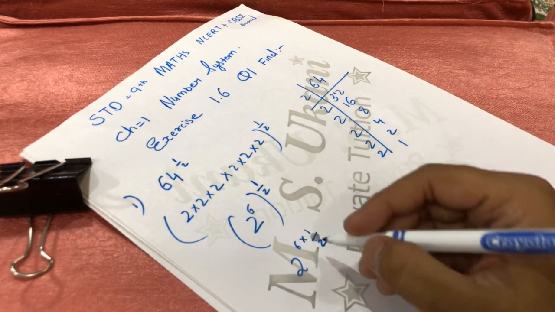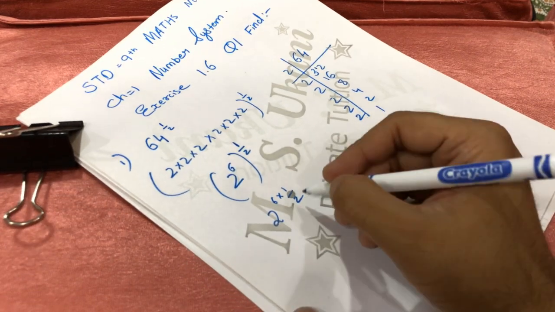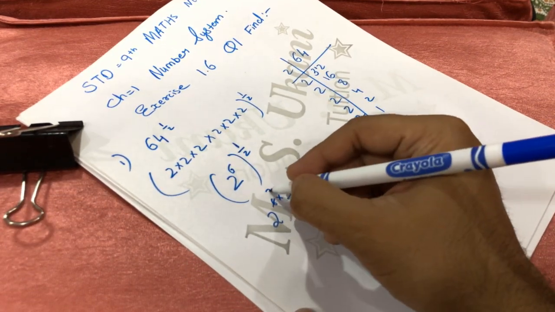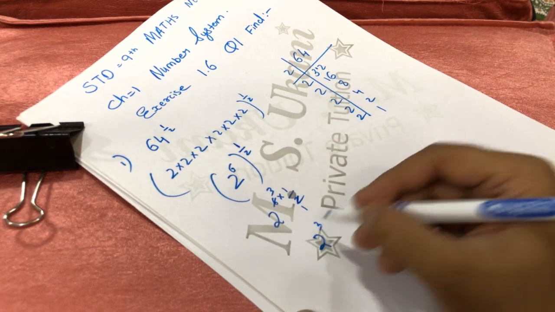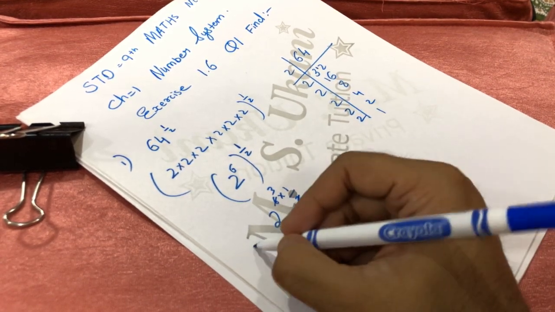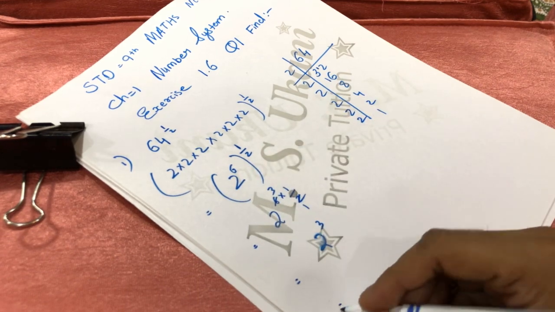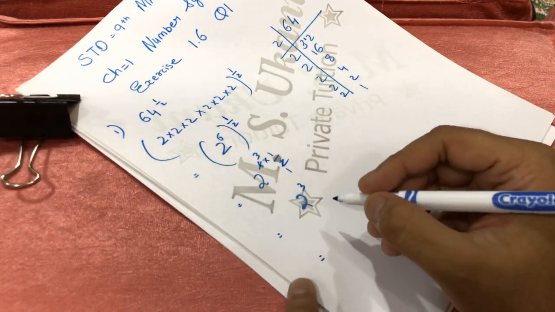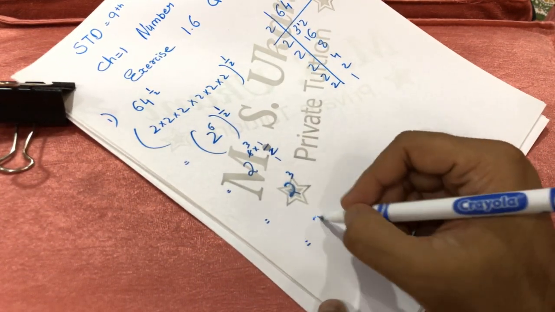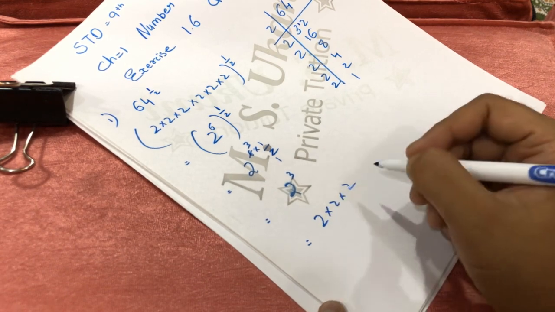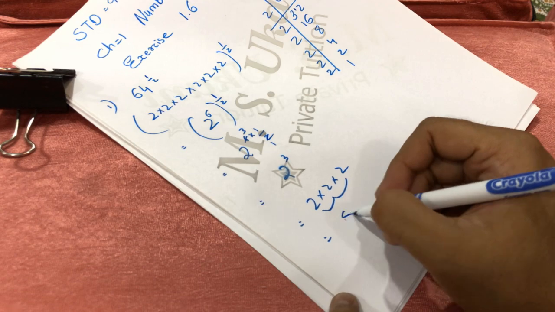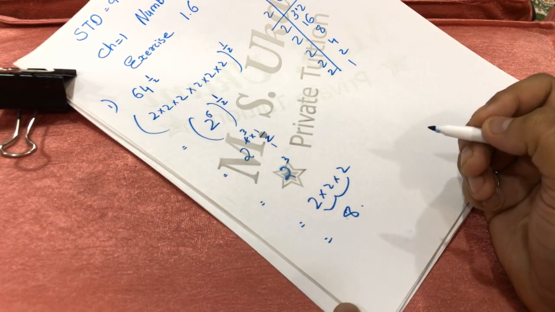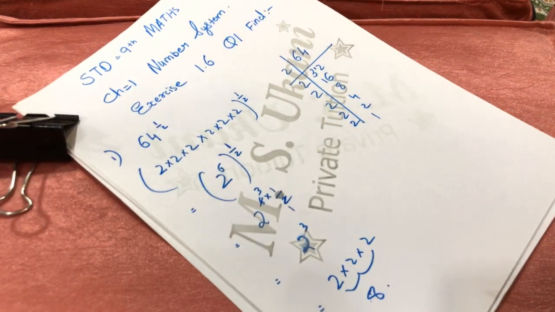Now let us cut the power. 2 1s are 2 and 2 3s are 6, so our answer is 2 raised to 3. And you know that 2 raised to 3 means we have to write 2 multiplied by 2 multiplied by 2. So 2 2s are 4, 4 2s are 8. Our answer is 8. So this is the first one.